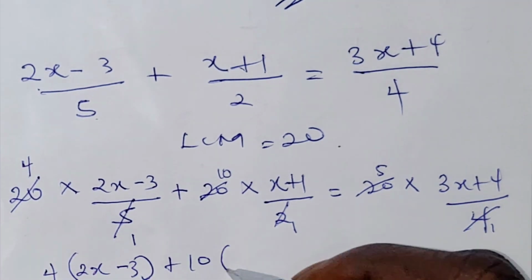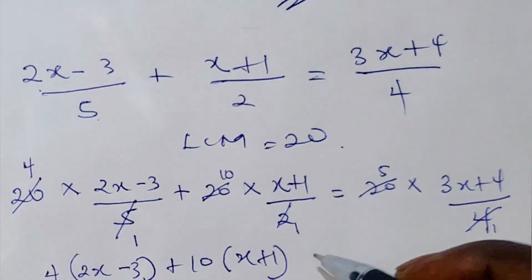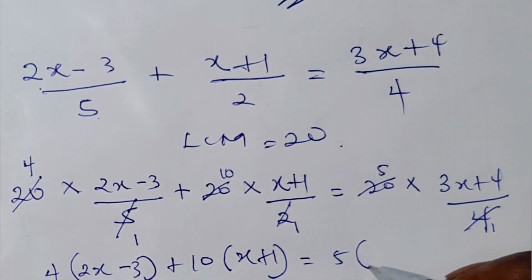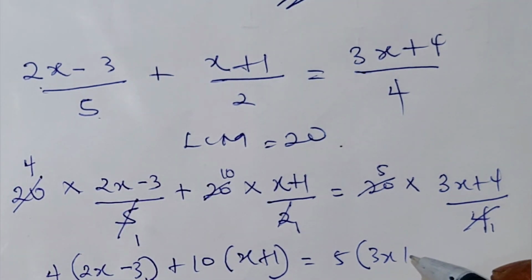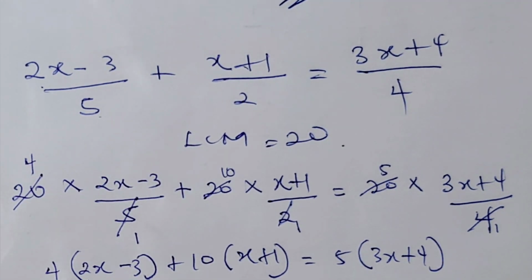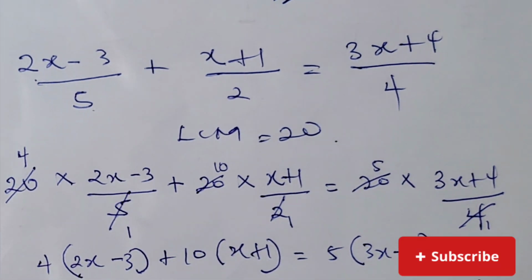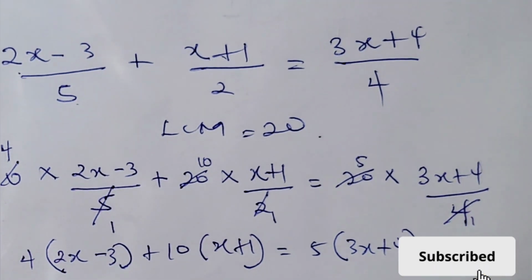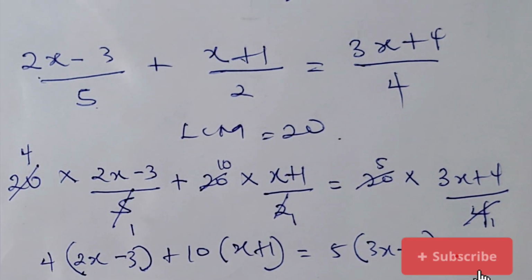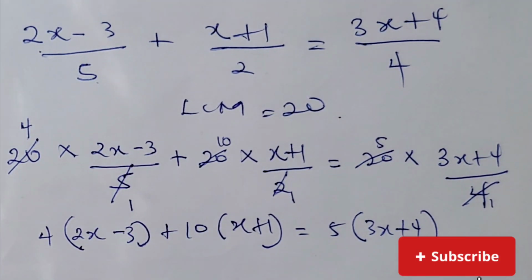Then we have 10 also multiplying the x plus 1. Then we have the 5 multiplying the 3x plus 4. Sometimes when I get to this point, you can pause the video, then you try to solve it, and see if you can solve it or not. Okay, pause the video and try your hands on it. Then you compare your answer to mine to see if it's the same. All right, so let's go.